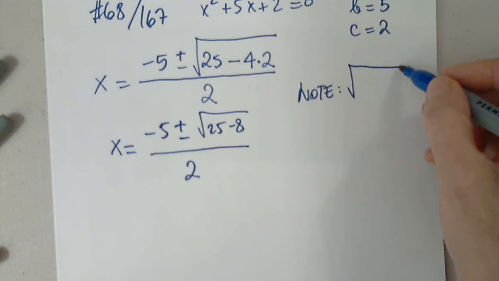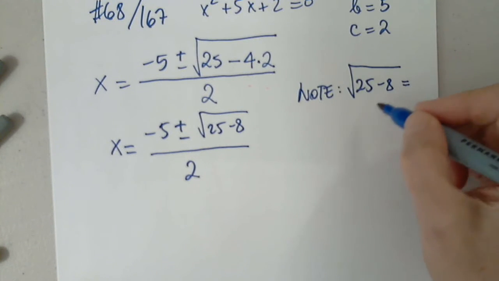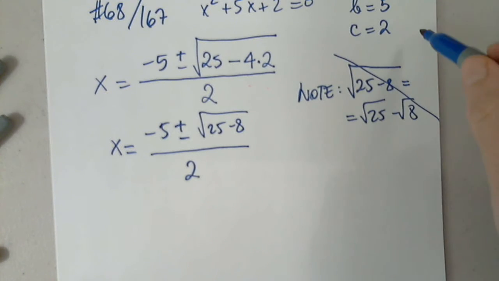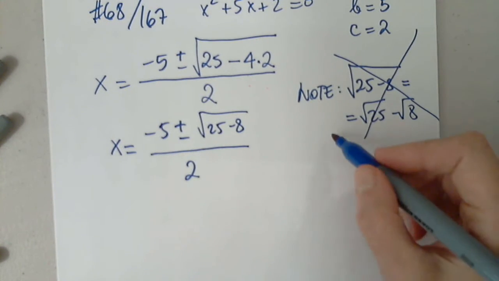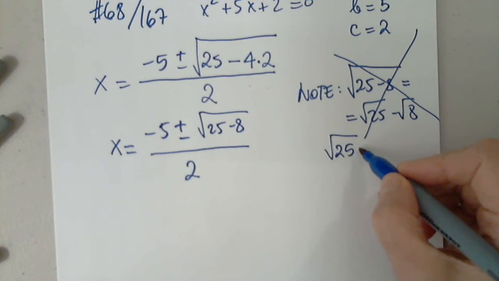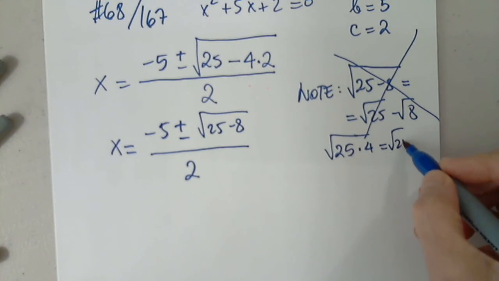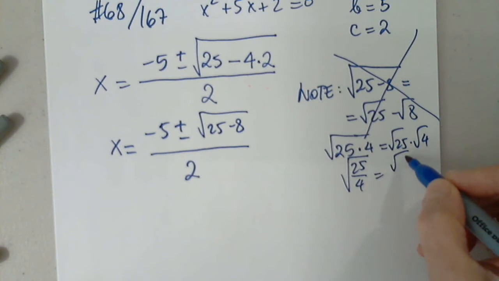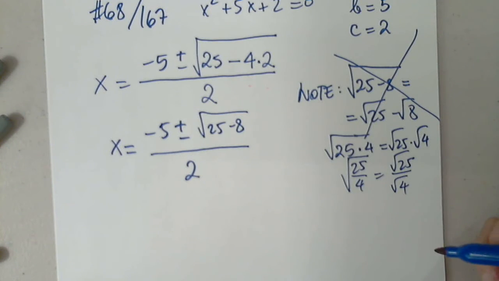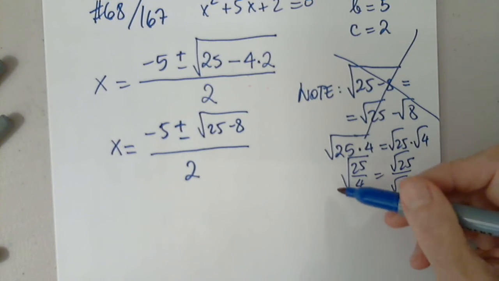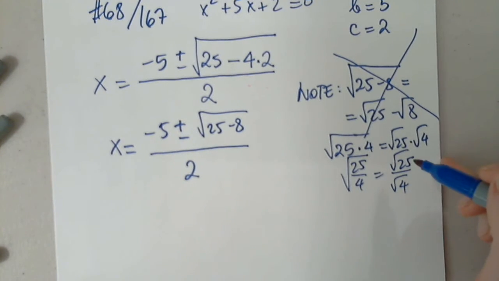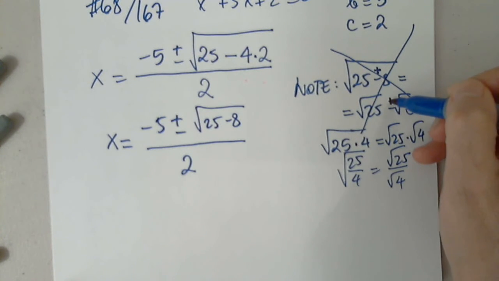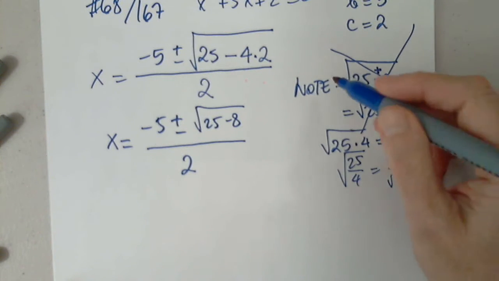A note, please do not attempt to separate like this. This is incorrect. You can separate if it's a product. You can separate if it's a ratio. The radical is a product of radicals. The radical is a ratio of radicals. But you can never separate if it's a sum or a difference. So please remember this will be incorrect.